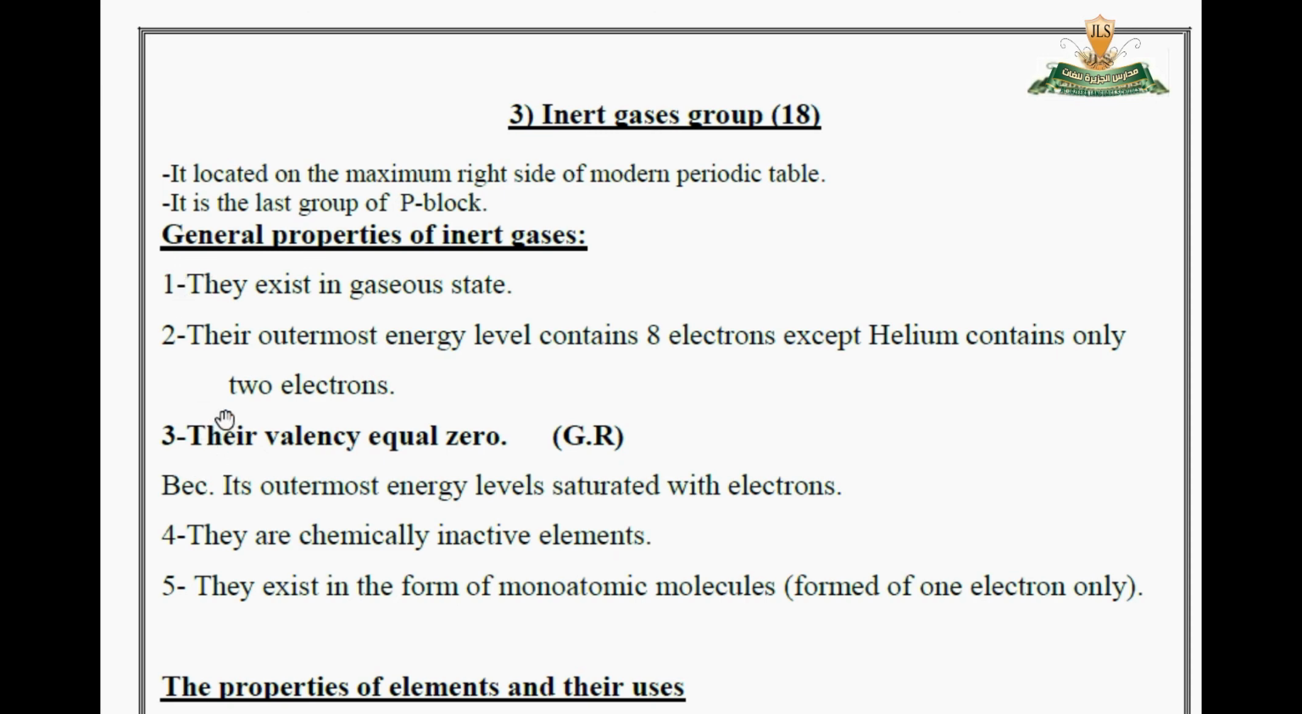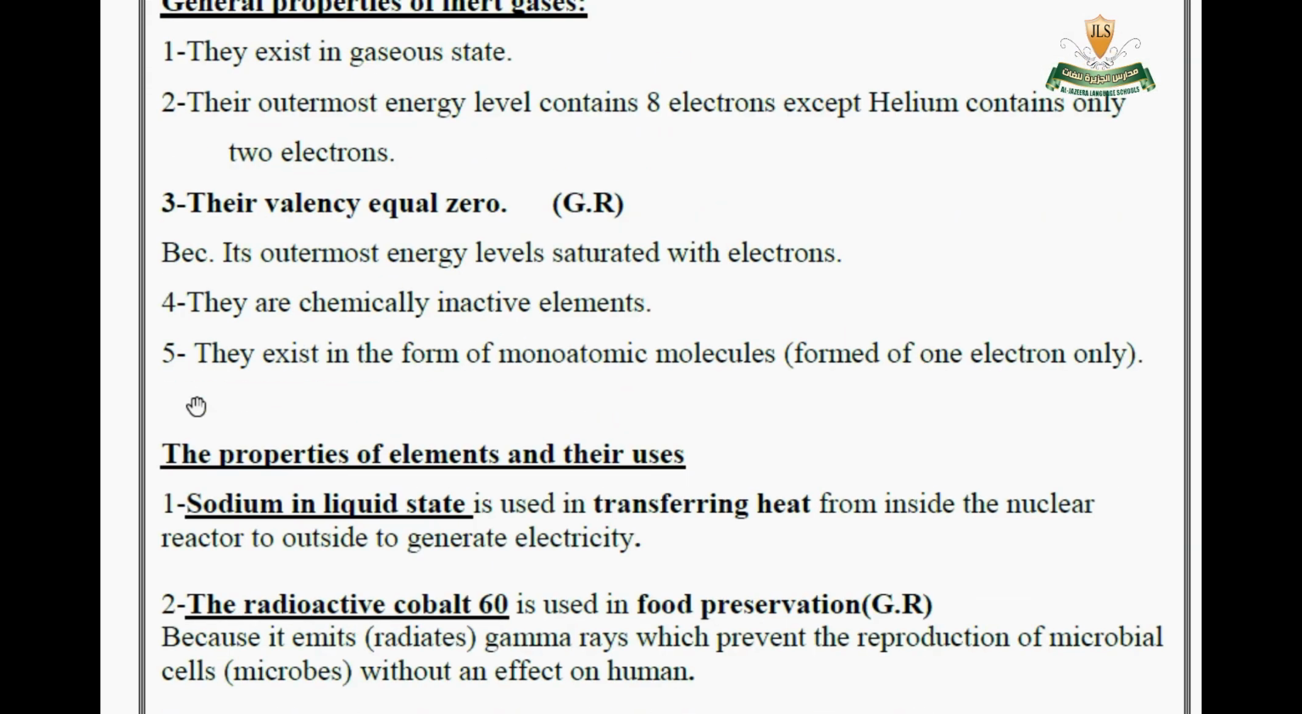Number four, they are chemically inactive elements. Number five, they exist in the form of monoatomic molecules. Monoatomic means the molecule consists of one atom.